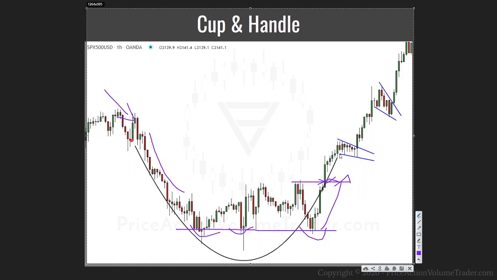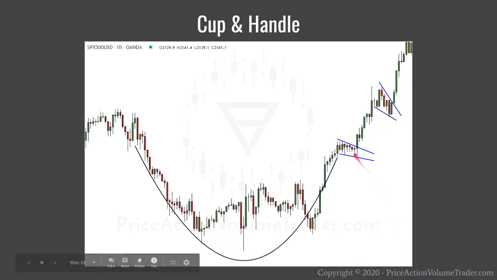Over here we have a falling wedge, which gives us an upside continuation breakout. Further up, another falling wedge, further continuation. So we just get one bullish pattern after the other. And as you can see, basically you have the cup formation here, and then the handle here in the shape of a falling wedge, and then we continue.